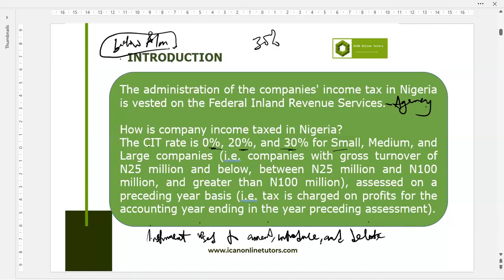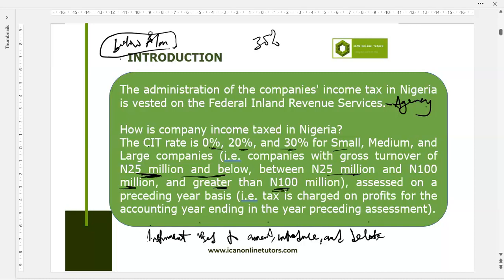Then how does the Finance Act define this? Small companies are those with gross turnover of 25 million naira and below. The medium-sized companies are those with turnover of between 25 million naira and 100 million naira. Then the large companies are those with revenue of above 100 million naira. You say greater than what? Greater than 100 million naira.